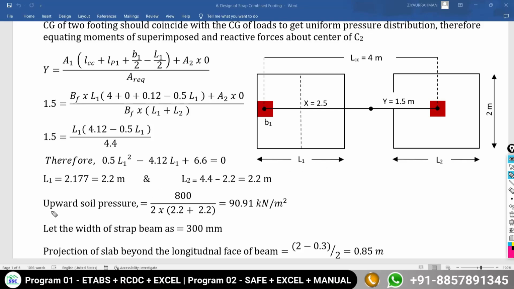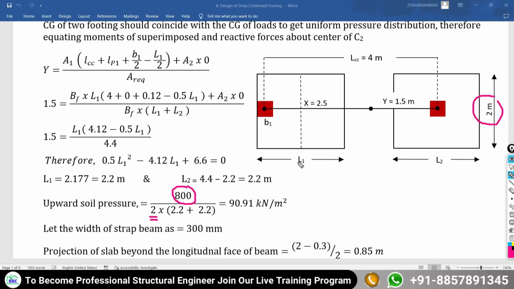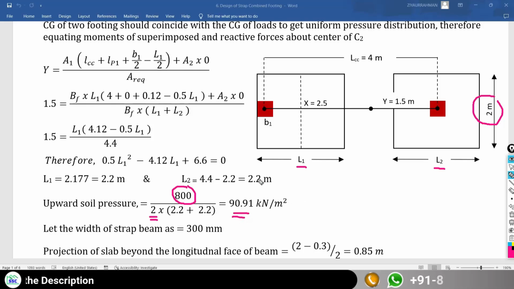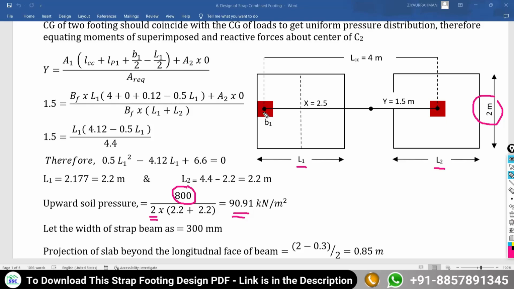Now finally I just want to calculate the upward soil pressure. So the formula for calculating the upward soil pressure is what? The load coming from the column divided by the area of the footing. So here the load coming from both of the columns is 800 kilonewton divided by 2 times 2, means what? The width multiplied by L1 plus L2, which is 2.2 plus 2.2, again 4.4. So after solving this equation, you are getting the value of 90.91 kilonewton per meter square as the upward soil pressure, and this upward soil pressure we will use for the later design of this combined foundation by this strap beam.